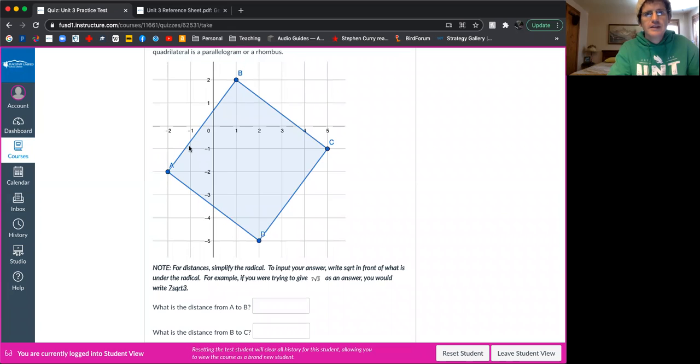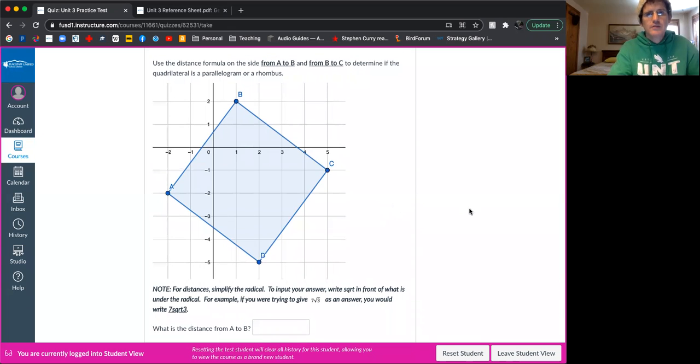And then it asks, what is the distance from A to B? All right, so make sure you're finding A and B. This is one where you do have to use the correct points. So from A to B, I'm going to go from, I'll just find the distance on this one. That's -2, -2.